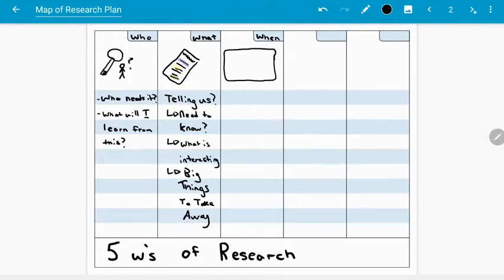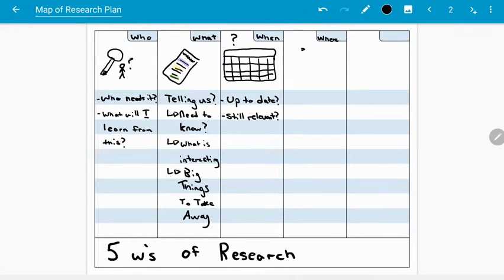Then we move to the when. Now, the when here has a component to time. When was it created? For example, a medical procedure in the 1850s during the Civil War would not be as good as one now. So is it still relevant? Is it up to date?